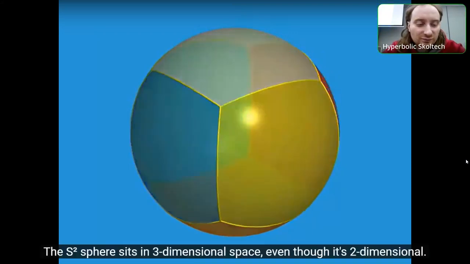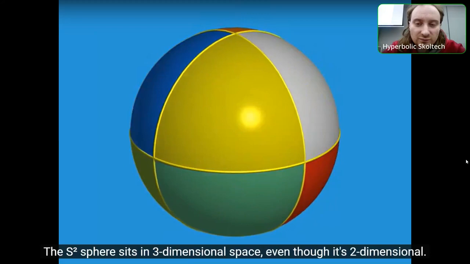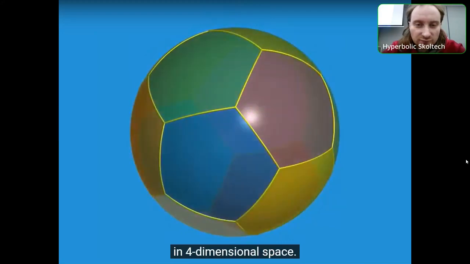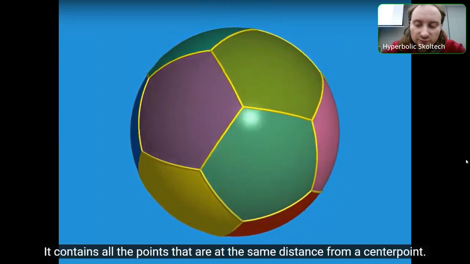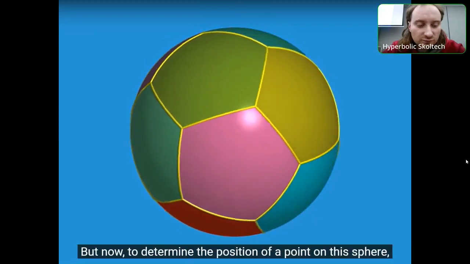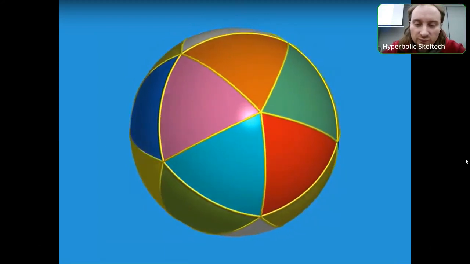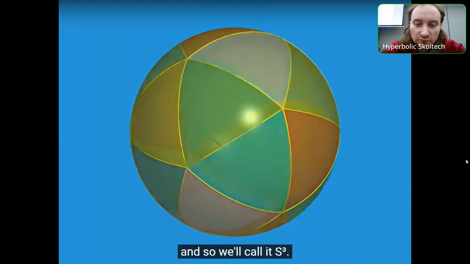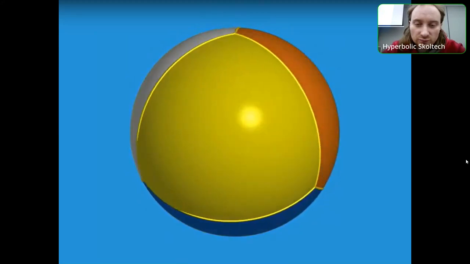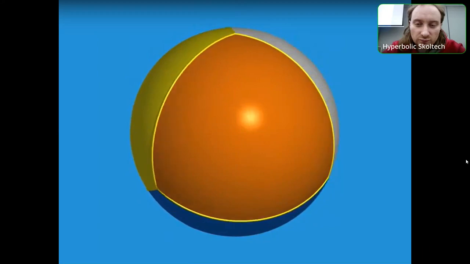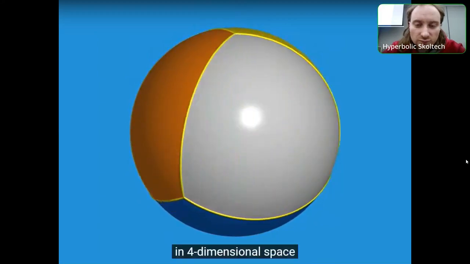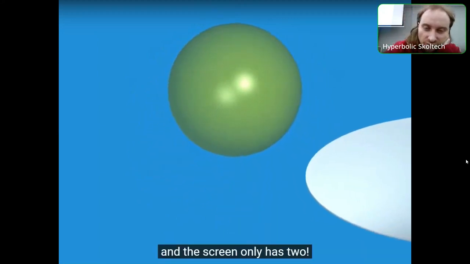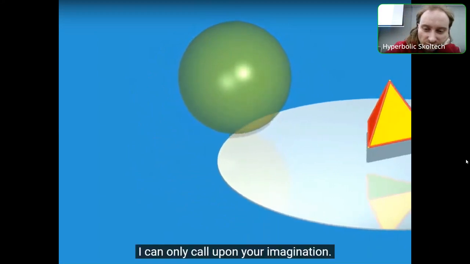The S2 sphere sits in three-dimensional space, even though it's two-dimensional. In the same way, we can study a sphere in four-dimensional space. It contains all the points that are at the same distance from a center point. But now, to determine the position of a point on this sphere, we need three numbers. This means that the sphere has three dimensions. You won't be able to see this sphere in four-dimensional space because your space has only 3 dimensions, and the screen only has 2. I can only call upon your imagination.